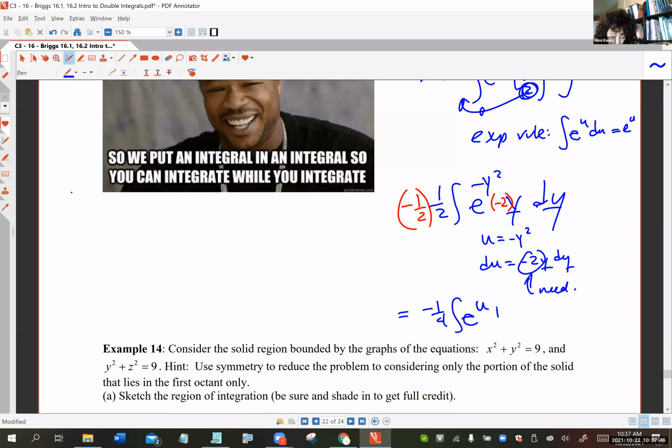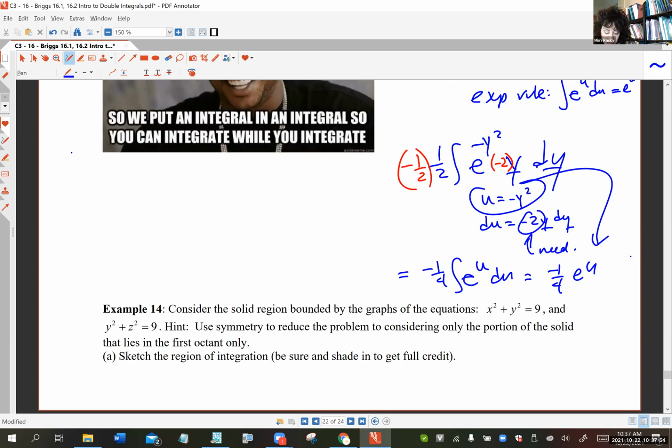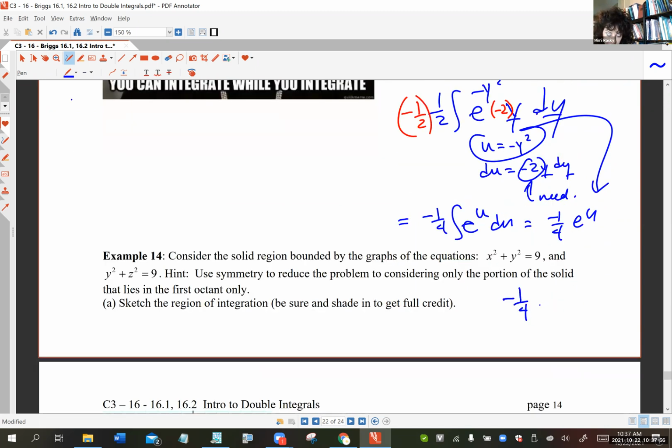Okay? The intermediate step that I want to see on your paper is what it is with respect to u now. It's negative 1/4 the integral of e to the u du, which is negative 1/4 e to the u. And then put your u back in before evaluating at the limits. A common student error is to go, oh, I'll just keep the e to the u and evaluate between 0 and 2. Well, then you're going to get the wrong answer. No, don't do that.